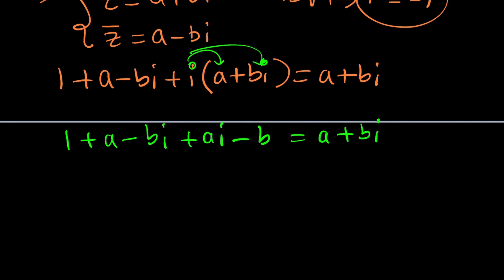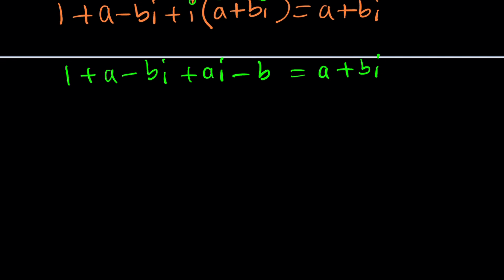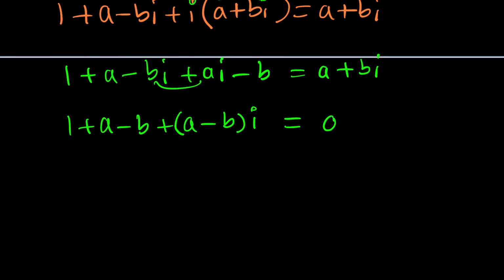Now, the left-hand side needs a lot of work. We have to put the real parts together: 1 plus a minus b. And then the imaginary parts, we can factor out the i, so we can write it as the quantity a minus b multiplied by i, and that's equal to a plus bi.